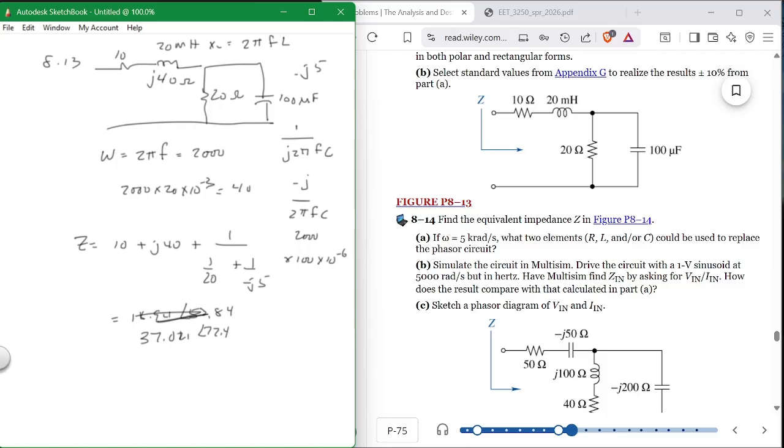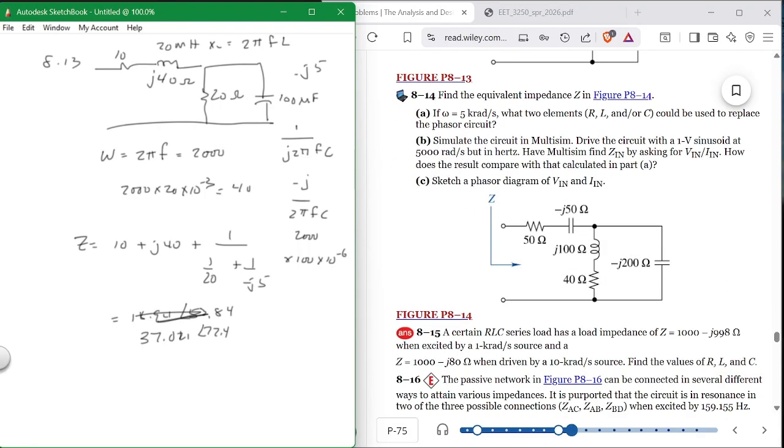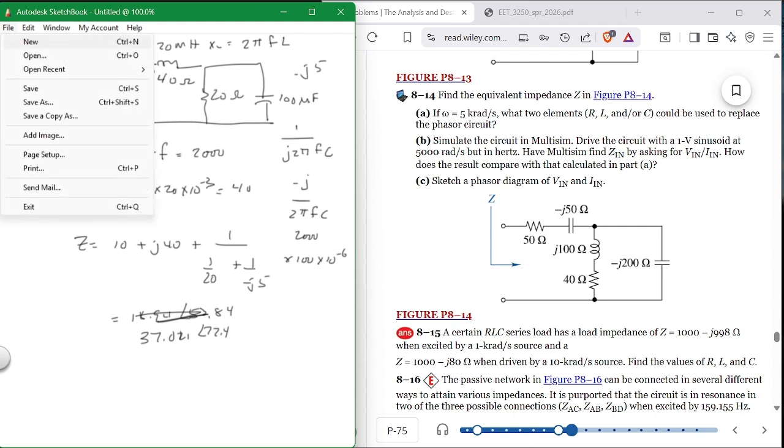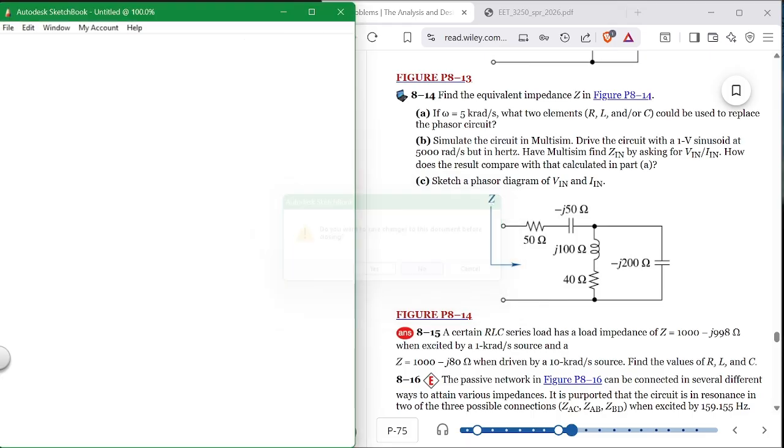So that's the first one. 14 is the second one. We ask you this one. All right, so everybody got the idea, right? 14.